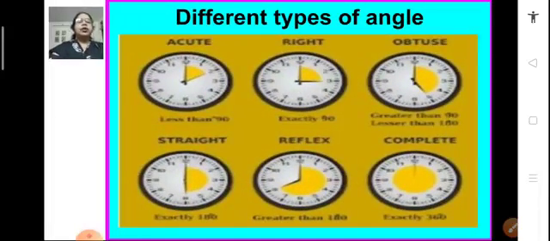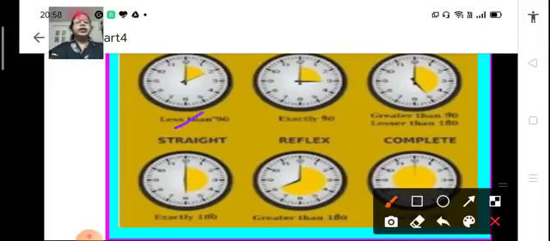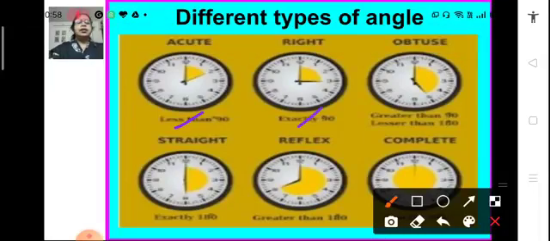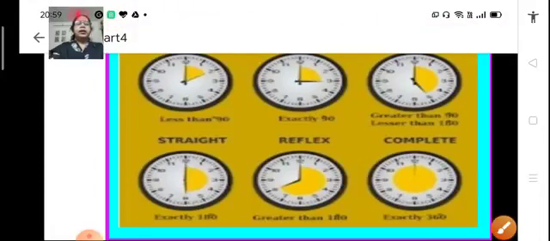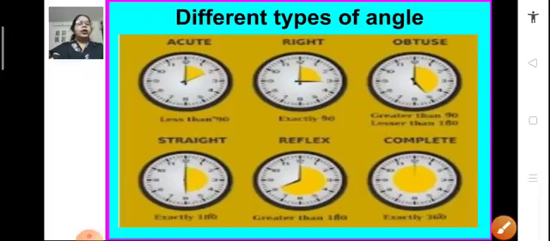So, here we have clocks, hands of the clocks, which show different types of angles. You can see first here it is less than 90 degrees, so it is an acute angle, and exactly 90 degrees means it is a right angle, and an obtuse angle is greater than 90 and less than 180 degrees, and a straight angle is exactly 180 degrees. Here we have a reflex angle also, which is more than 180 degrees, and a complete angle or a complete revolution, which is 360 degrees.